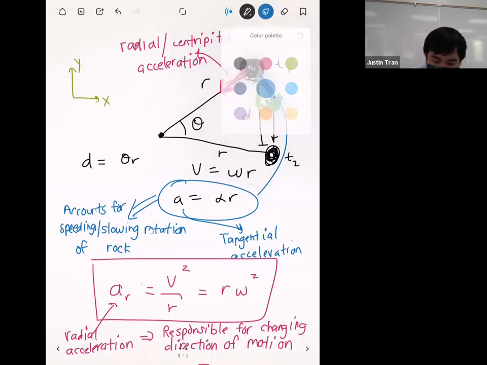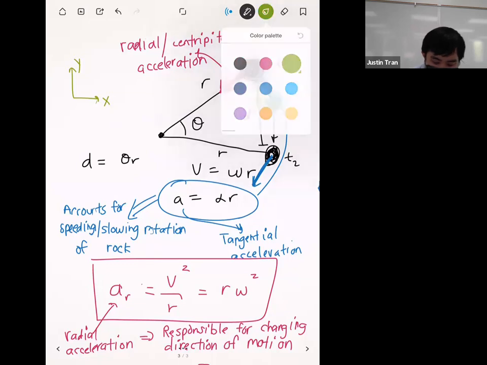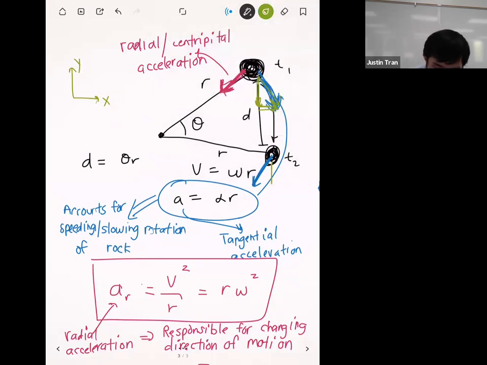But if we compare that motion to when the rock is down here, the direction that it's going is always going to be tangent to the arc on which it's traveling. And if we break this up into components, we would have a direction in the negative Y direction, just like in T1. But the X component, instead of pointing outwards and to the right, is now going to the left instead.